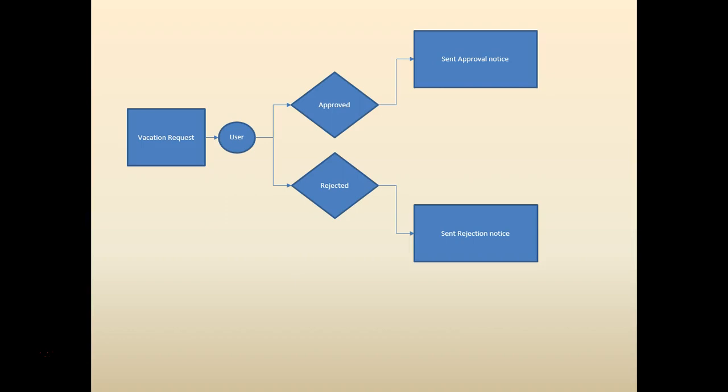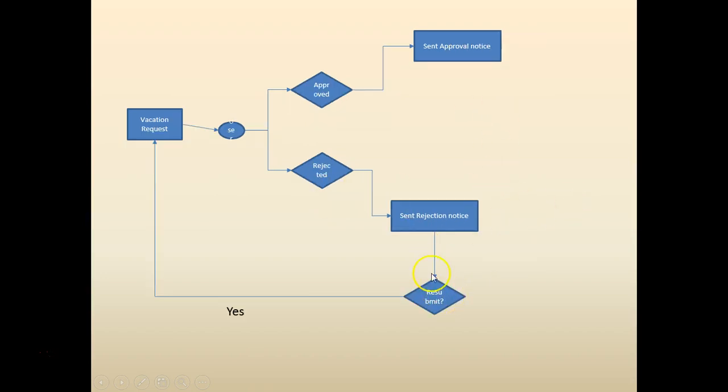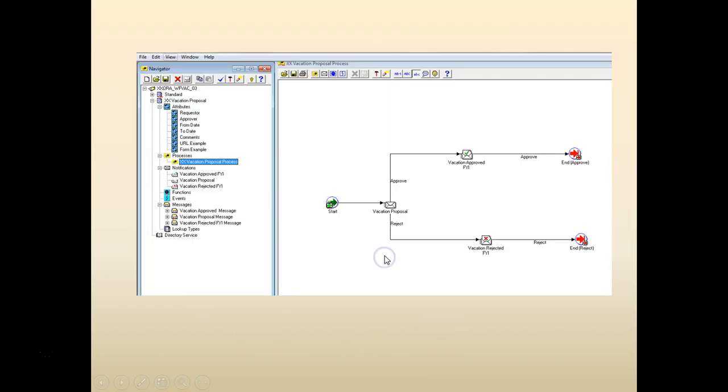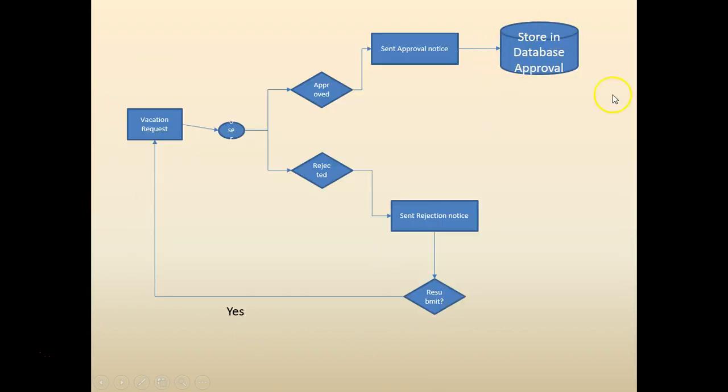So here's where we started. We have a vacation request that's coming in. The approver would then approve or reject it. Based on that, the notification will be sent. We added one more complexity by adding a request with the ability to resubmit as a loop. Then we added a capability to store the value in the database.